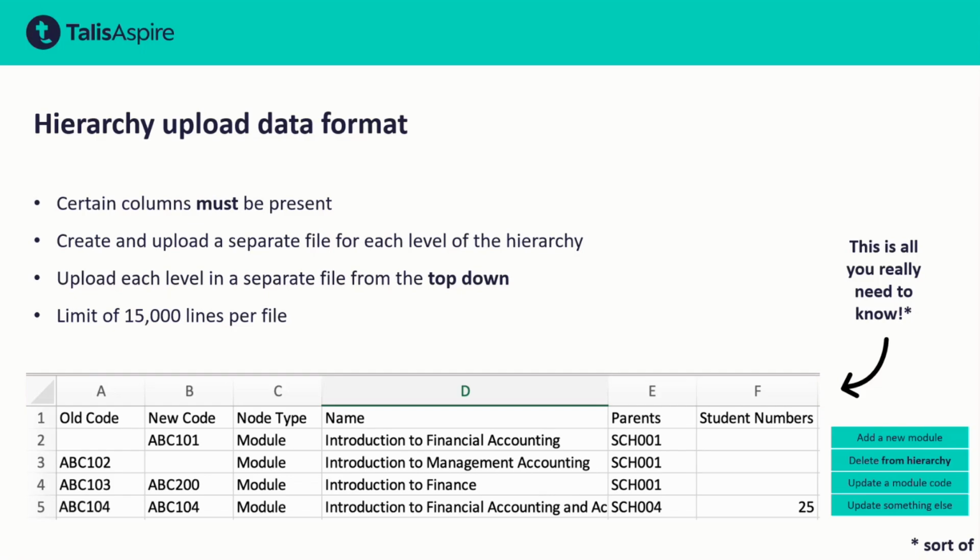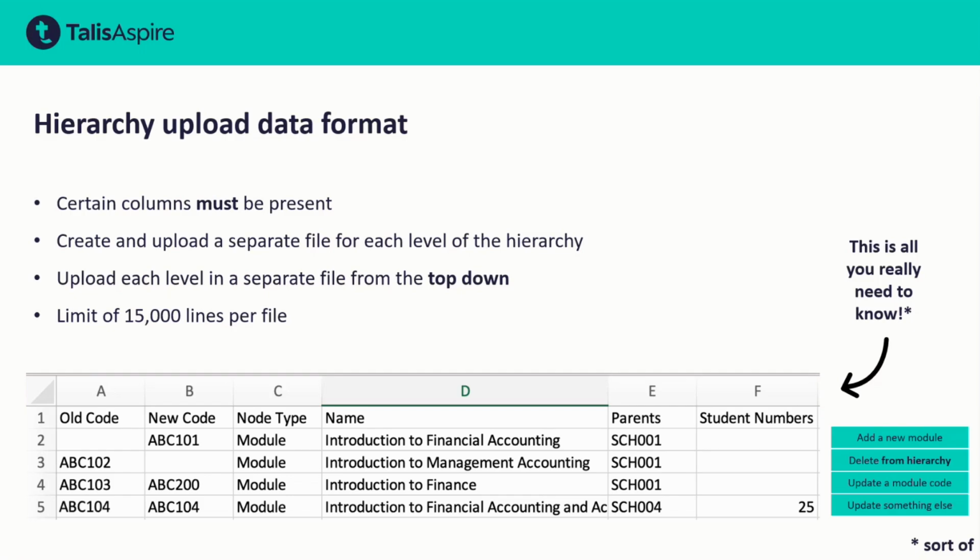So we have a template that should be available via our support site. And in that template, to update the hierarchy, certain columns have to be present. That's the old code, the new code, the node type, and the node name. We need to have all 4 of those fields if we're going to do the hierarchy upload. You can then add additional fields, so things like parents, student numbers. There are a couple of others that you can pop in there as well.